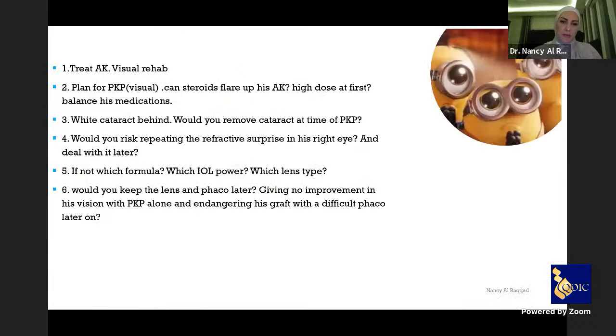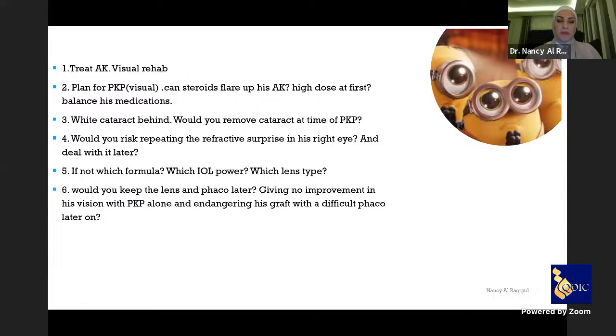So I planned for a PKP, and I had concerns about when to do the PKP because of the high dose of steroids and all the dilemma that goes with this decision. And he had a white cataract behind it. So the question was, would I remove the cataract at the time of the PKP, or would I risk repeating the refractive surprise in his right eye and deal with it later? And if not, which formula and which IOL, or which lens size?